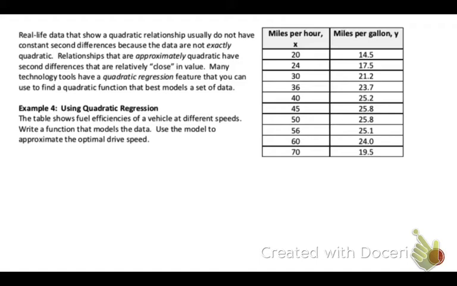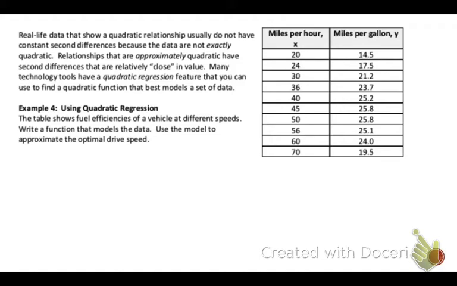In these notes, I'm going to show you how to do that on a Texas Instruments TI-83 or 84 calculator. You can also do this on Desmos, and I will show you that in class. So example 4, using a quadratic regression. The table shows fuel efficiencies of a vehicle at different speeds. Write a function that models the data. Use the model to approximate the optimal driving speed.